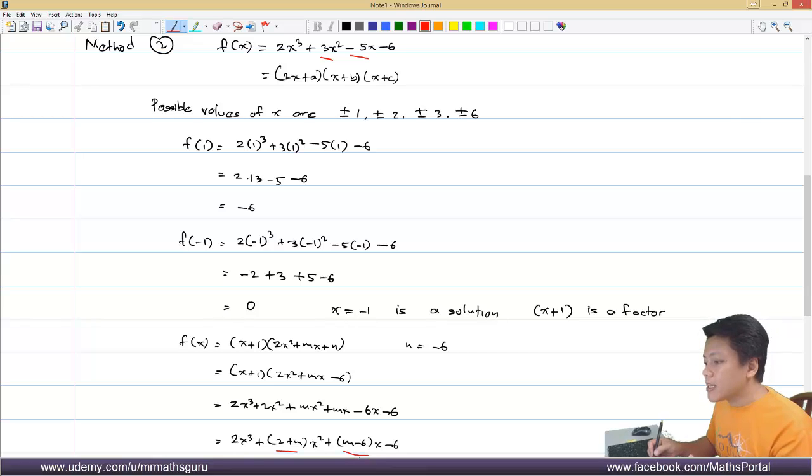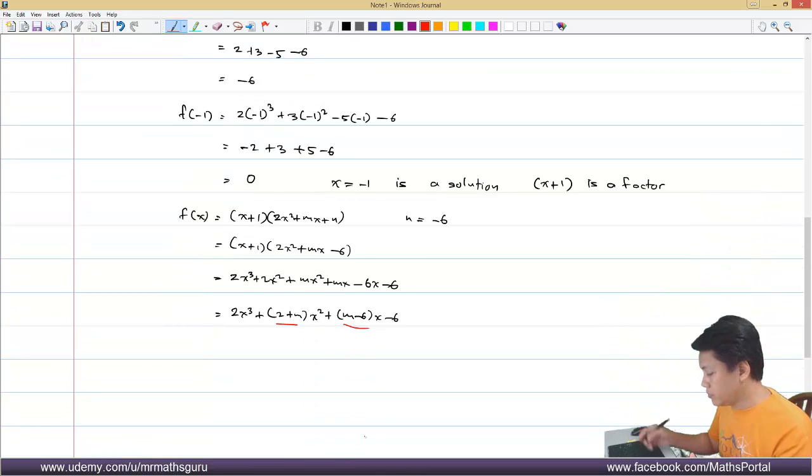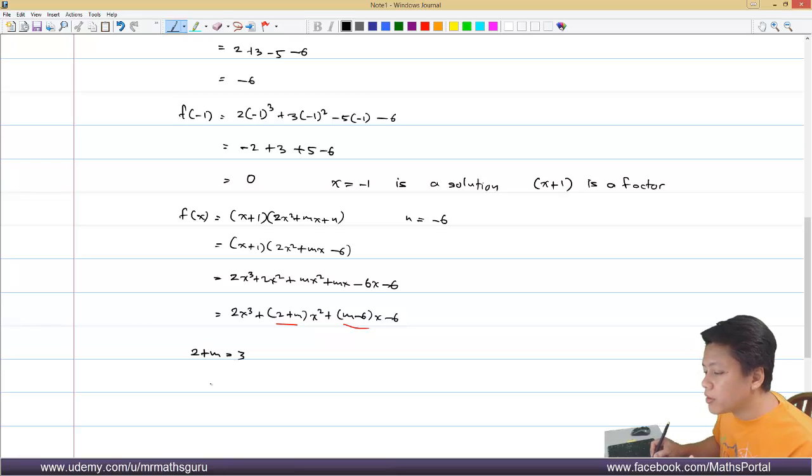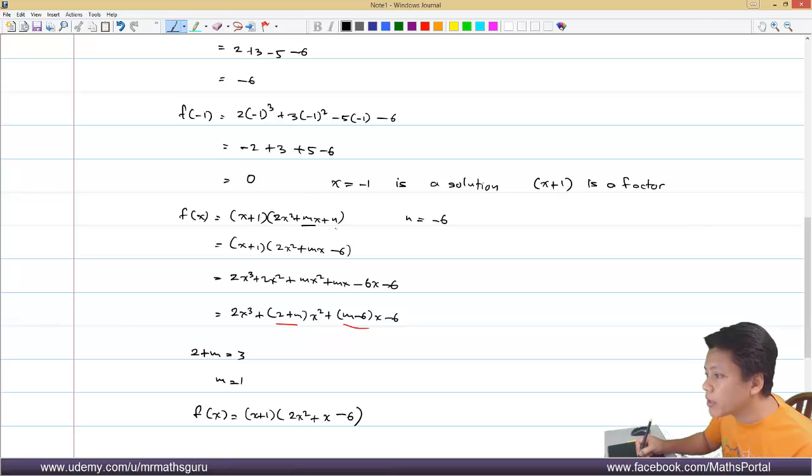Let's just choose 2 plus m equal to 3. 2 plus m is equal to 3. That means m is equal to 1. Simple. Which means f(x) is equal to x plus 1, 2x squared plus x, because m is equal to 1, minus 6. I'm putting back the value of m and n here.